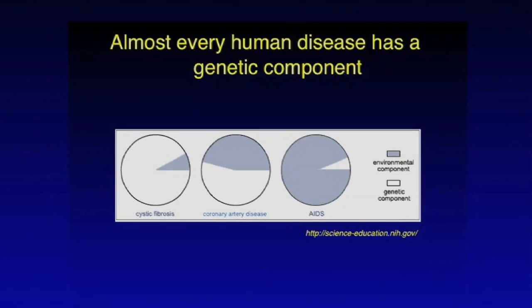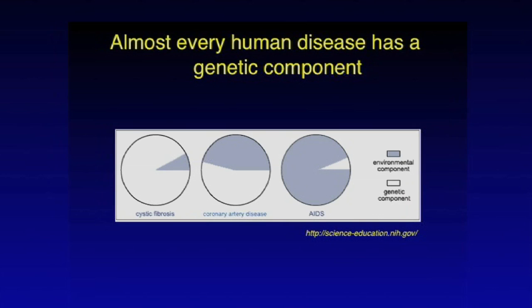One concept that I want to start out with is that almost every disease has some genetic component. It could be a large component or a small component. So, for example, cystic fibrosis would be a good example of a case where you have a single gene which, when mutated, leads to a disease. So we'd say that has a large genetic component to it.